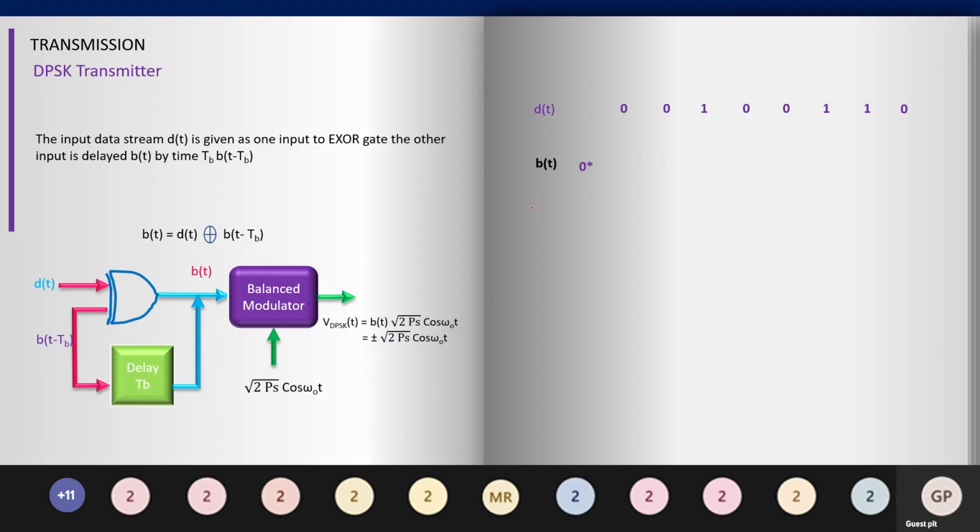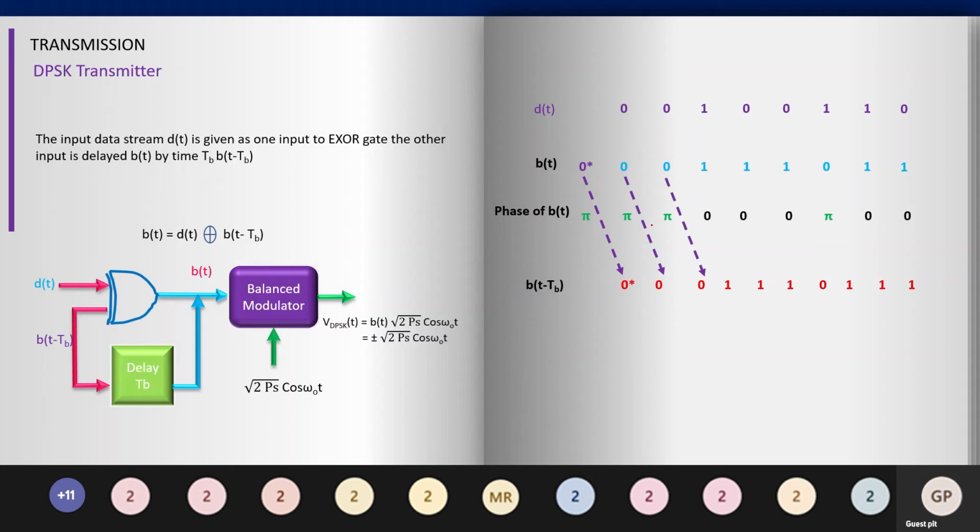As you can see, after the 0 is added, we have the same data. Next, you have to write the phase of B(t): 0 means pi, 1 means 0. So we've written the phase of B(t) here. And B(t minus Tb) is written by delaying B(t) by 1 bit. As you can see, we delay it, so now you've got the delayed data.